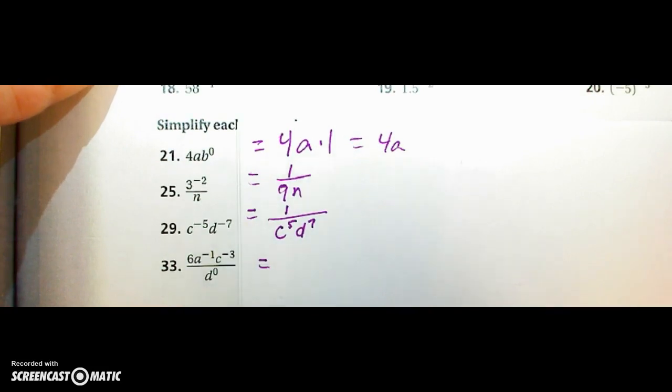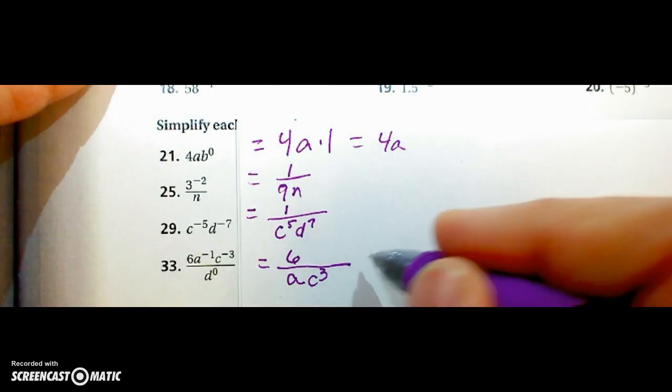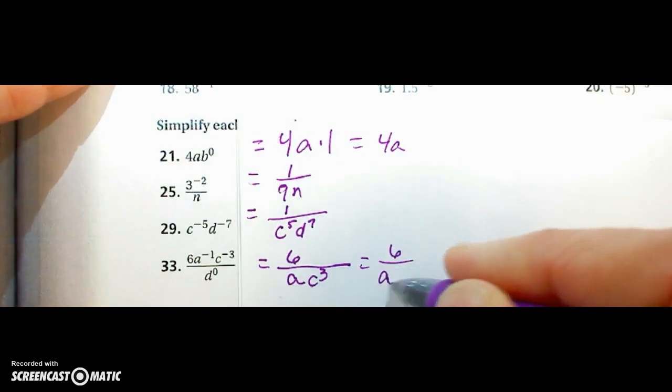Number 33. 6 doesn't have an exponent, so that's going to stay in my numerator. A has a negative exponent, and C to the 3 has a negative to push it to the other side. And D has a 0 exponent, so that one's just gone. So there's my answer, 6 over A C cubed.